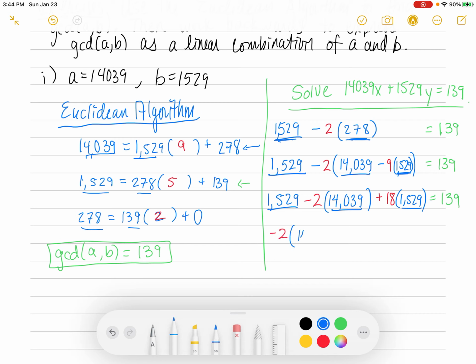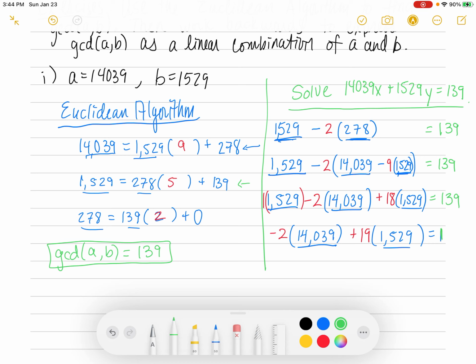So I'll write first the larger negative 2 times 14,039. So I'm writing the larger blue number first. So 14,039, I write that one first and has a coefficient of negative 2. Now the 1529s, when we combine them, we're going to have 19, right? You got 1 copy plus 18 copies. So if you don't see a 1, you can imagine there's a 1 right here, right in front. You have 1 copy of 1529 added to 18. So you're going to have plus 19 copies of 1,529.